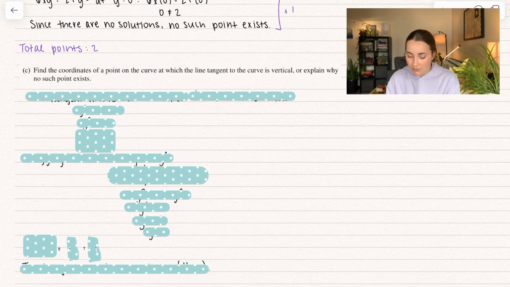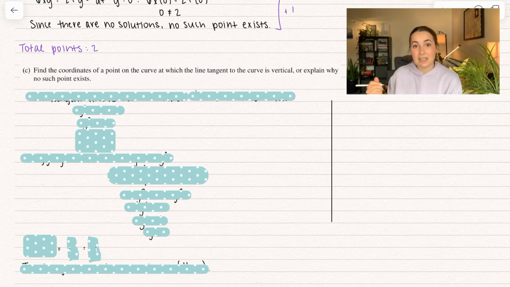For part C, we want to find the coordinates of a point on the curve where the tangent line of the curve is vertical, or explain why no such point exists. So let's talk about when a tangent line is vertical. So if we have a tangent line like this, let's think about the slope, because the slope represents the first derivative. The slope is going to be change in y over change in x.